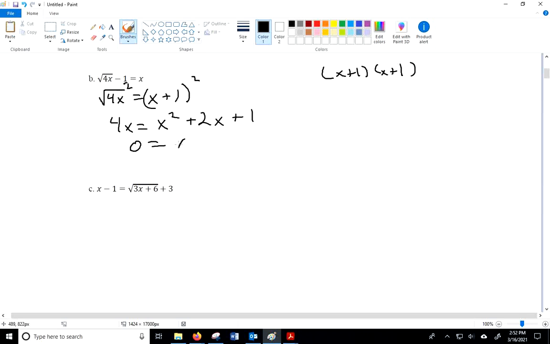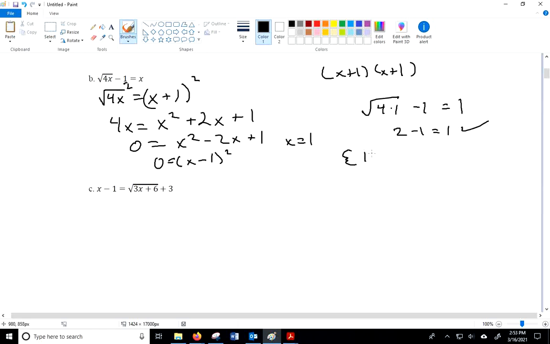All right, now if I set this equal to 0, I get x squared minus 2x plus 1 equals 0. And this can be factored as x minus 1 squared. It's x minus 1 times x minus 1, which tells me x equals 1 is my only candidate. But let's make sure it's right. The square root of 4 times 1 minus 1, does that equal 1? Well, the square root of 4 is 2, and 2 minus 1 does indeed equal 1, so it works. All right, let's take a look at our next one.